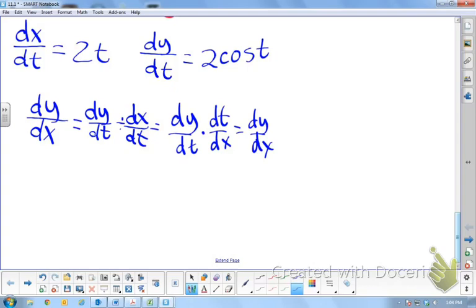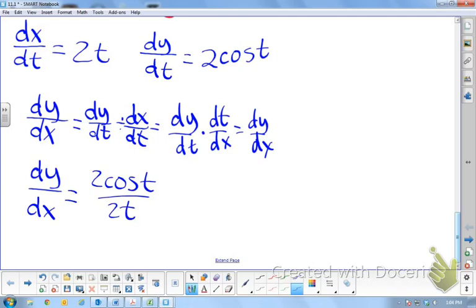So dy dx would be 2 cosine t over 2t. We just divide the dy dt by dx dt, which we can clean up a little bit. What's going to happen when we clean it up? So these cancel. So then it's the second derivative that's weird. The second derivative is going to use this dx dt piece we've already found.